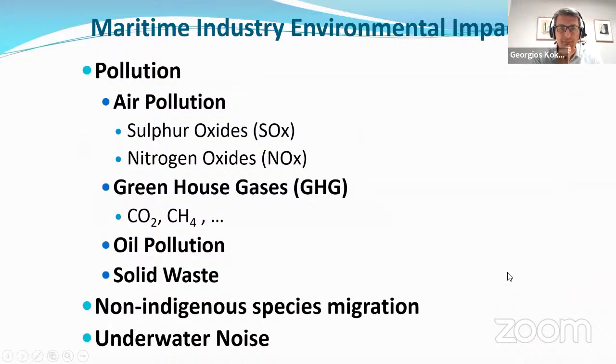Okay. Excellent. So the maritime industry is liable for pollution, air pollution to start with. It emits dangerous or toxic oxides like sulfur oxides or nitrogen oxides in the air, some of them poisonous for humans or toxic. It is liable for greenhouse gas emissions. It is liable for pollution of the sea via oil or solid waste, throwing garbage into the sea.